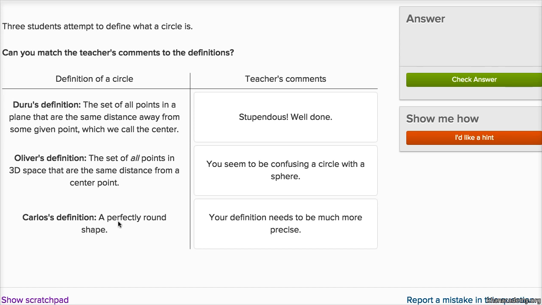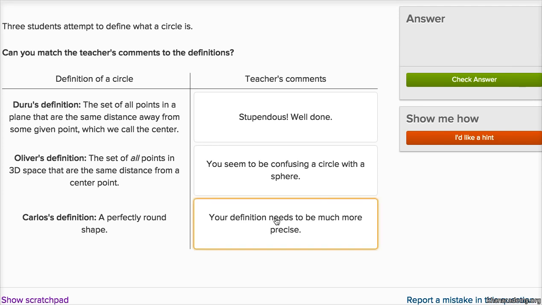And then finally, a perfectly round shape. Well, that's kind of true, but if you're talking about 3 dimensions, you could be talking about a sphere. If you go beyond 3 dimensions, hypersphere or whatever else. In 2 dimensions, yeah, perfectly round shape. Most people would call it a circle, but that doesn't have a lot of precision to it. It doesn't give us a lot that we can work with from a mathematical point of view.